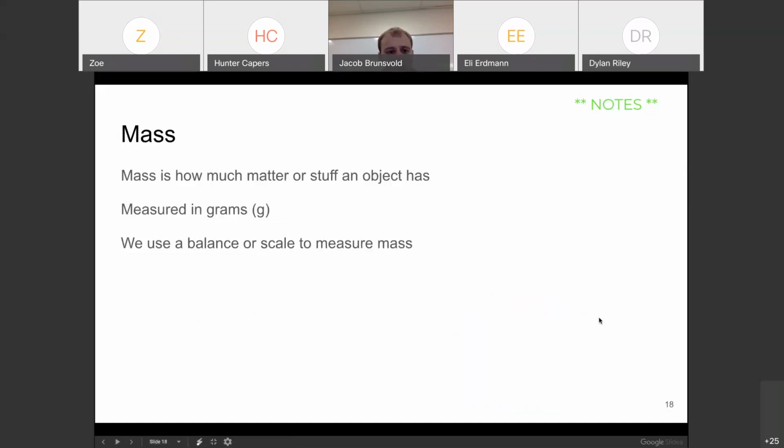Okay, so mass, how much matter or stuff an object has. So mass just tells you how much stuff is there. We always measure mass in grams, and we use a balance or a scale to measure mass. So you guys kind of saw me on Monday with the density lab, measuring it with the graduated cylinder on top of the scale.